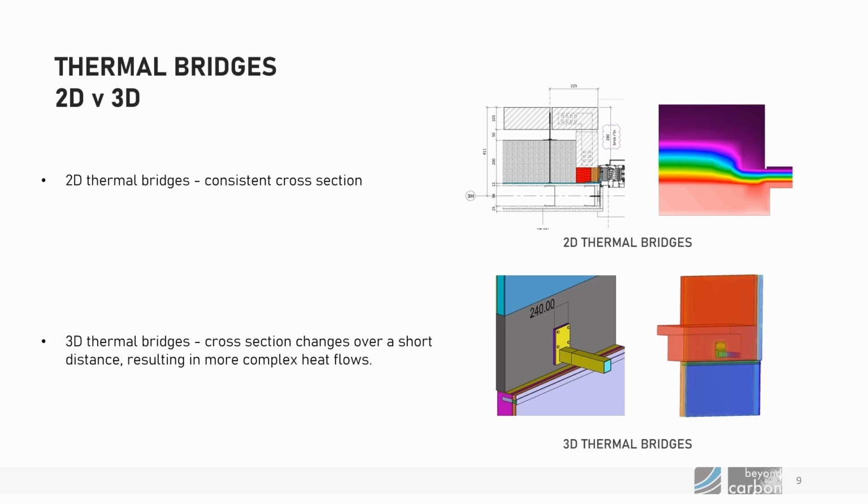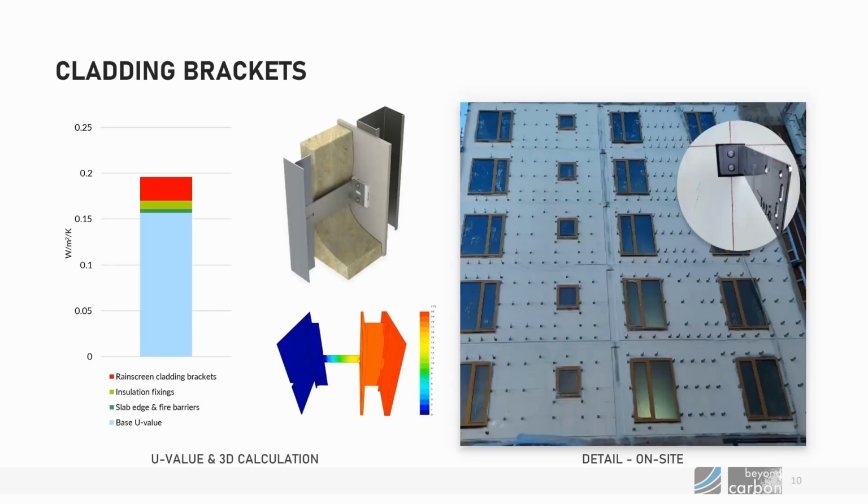But 3D thermal bridges are where the cross-section changes over a short distance, and that results in much more complex heat flows. So in the case of a steel bracket that you can see here, a steel post that projects from the building, passes through the insulation layer, modeling that in 2D is, as we'll see in a moment, just not an accurate thing to do. We need to understand the three-dimensional heat flows through that detail. So just some examples of three-dimensional calculations.